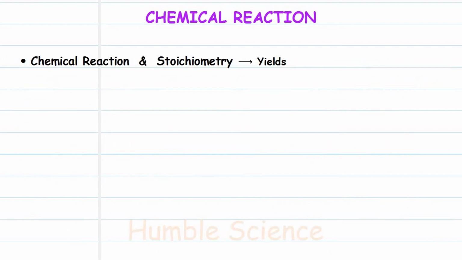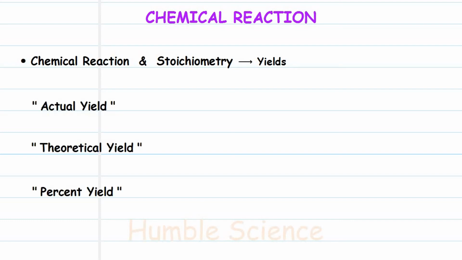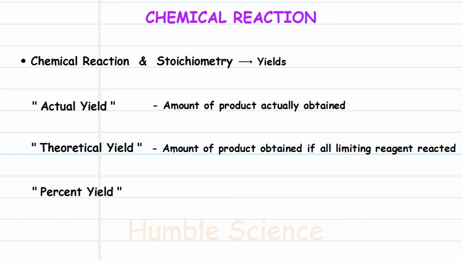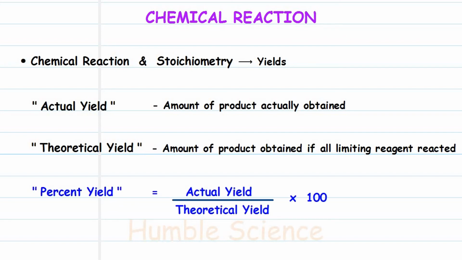There is also another important concept that you need to know regarding chemical reactions and stoichiometry, and that is chemical yields. We will be looking at actual yield, theoretical yield, and percent yield. The actual yield is the amount of product that is actually obtained from a reaction. And the theoretical yield is the amount of the product that is obtained if all the limiting reagents react. And the percent yield is equal to actual yield divided by theoretical yield times 100.